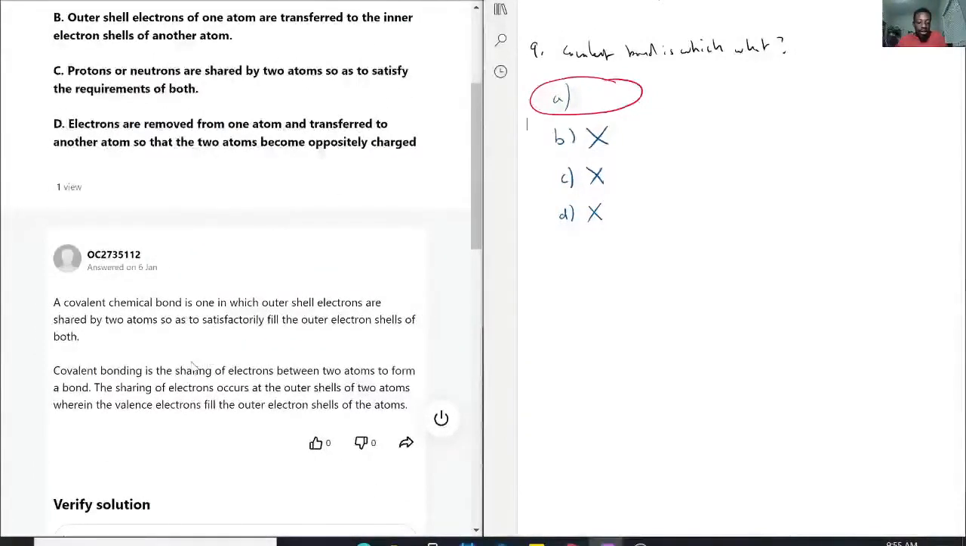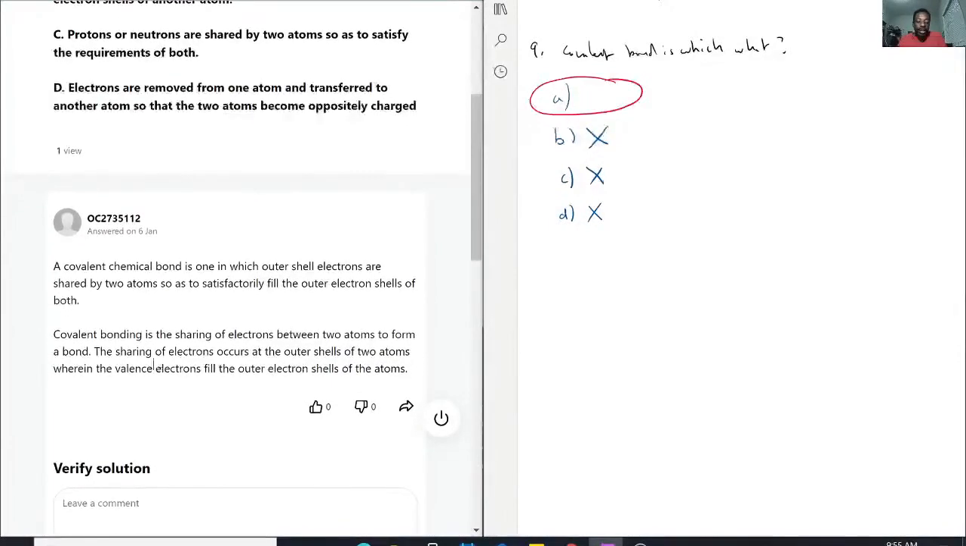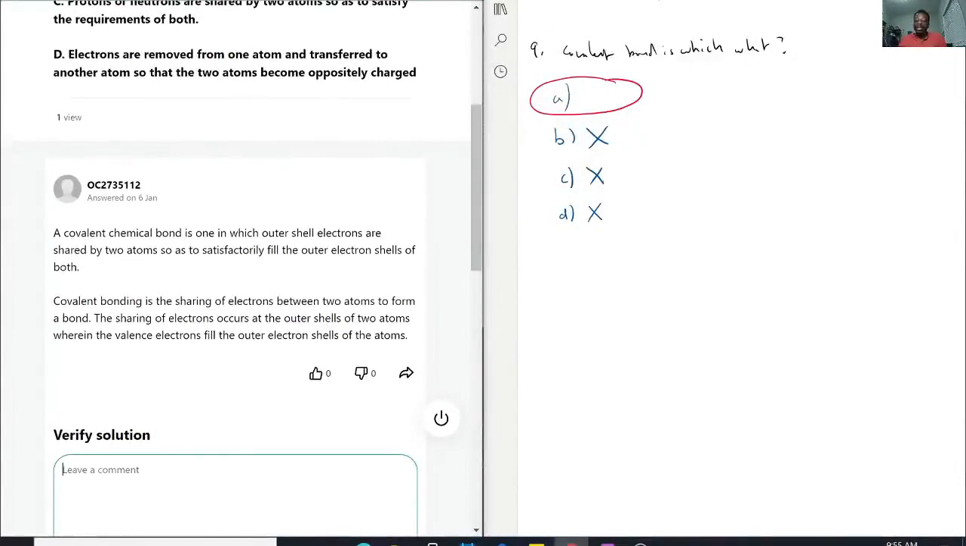And let's see what it says. A covalent chemical bond is one where the outer shell electrons are shared by two atoms to satisfactorily fill the outer shells of both. So they just took straight from what A said. Okay? And that is correct. And it is the sharing of electrons between two atoms. And exactly, that is how A is the best choice here.